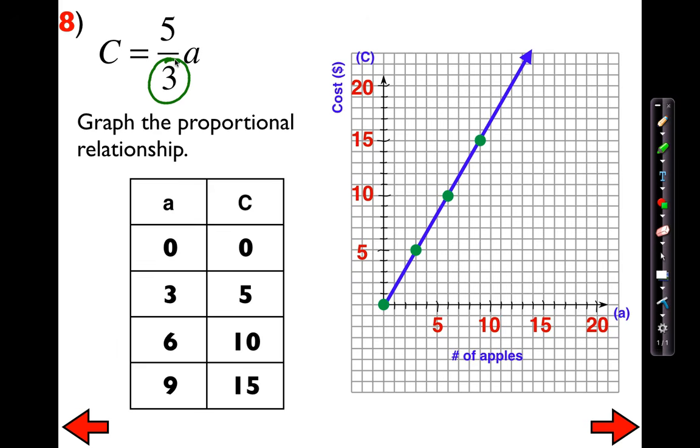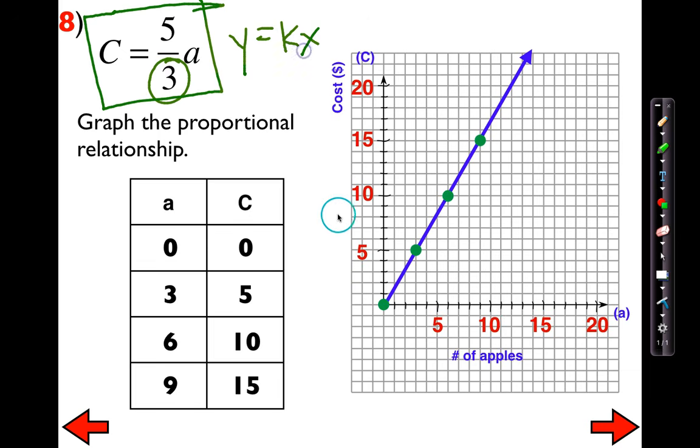It's the graph of a proportional relationship. Again, we see that it's linear. It goes through the origin. And you would expect that because this follows the form y equals kx.